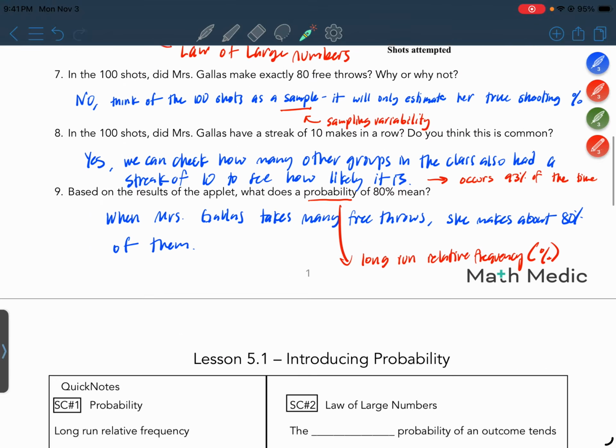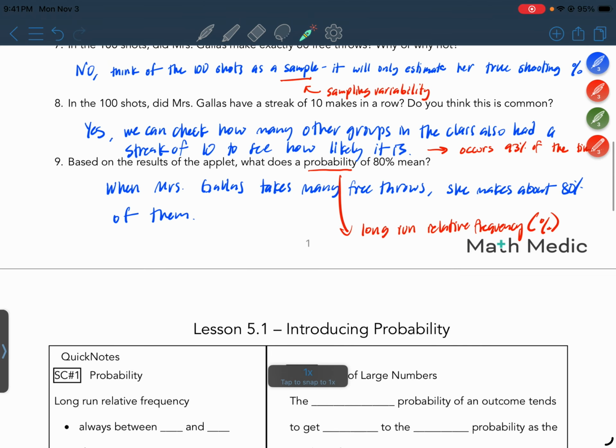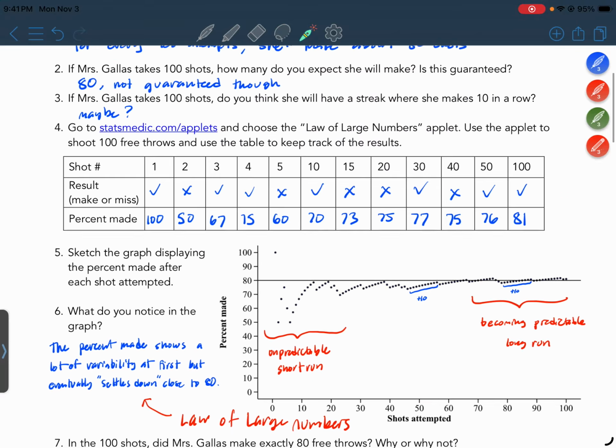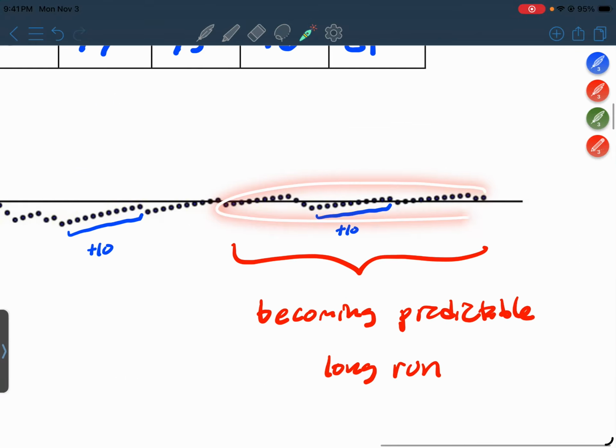Okay. All right, so here's a pretty good sentence that describes it in context. So when Mrs. Gallus takes many free throws, so using the word many communicates that we're talking about the long run and not the short run, she makes about 80%. We never say that she's going to make exactly 80%, because we don't know if that's ever going to happen. Here, we got pretty close, but it's still kind of hovering around 80%. It's not consistently staying at 80%.